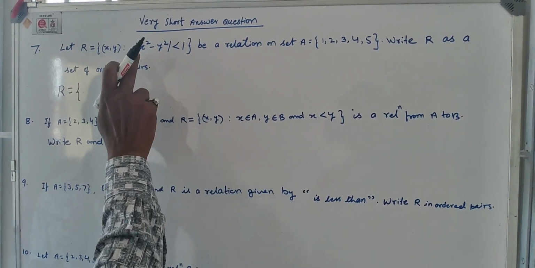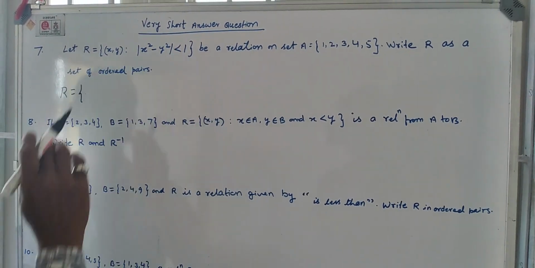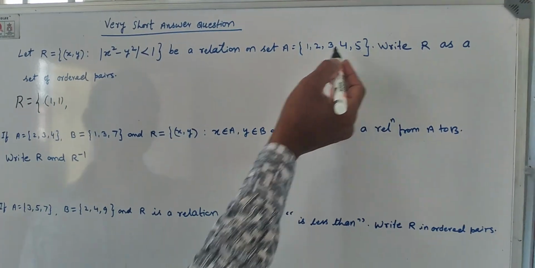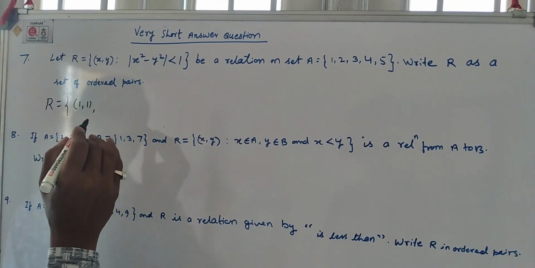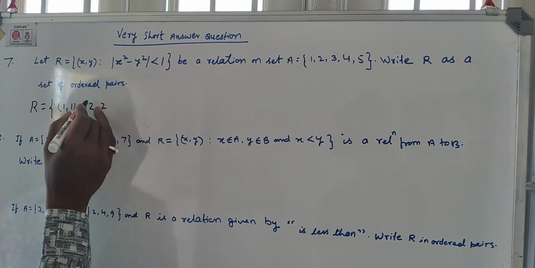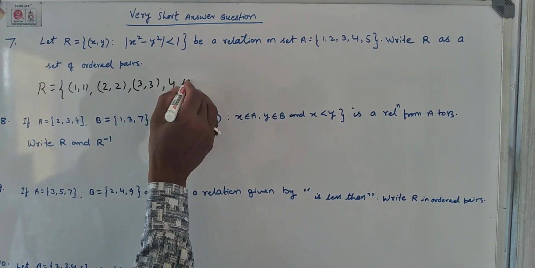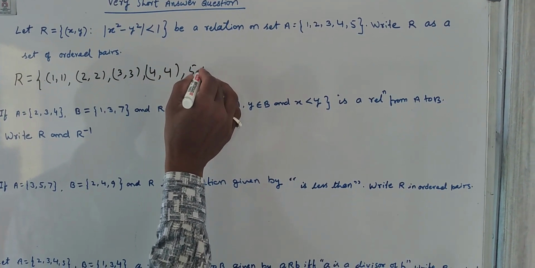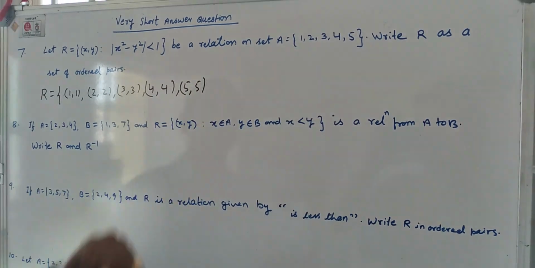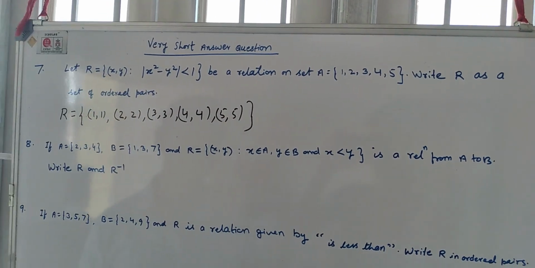So 1 is related to 1, if you put x equal to 1, y equal to 1: 1 minus 1 is 0, and 0 is less than 1. Similarly, every element of set A is related to itself because the value will be 0, which is less than 1. So 2 is related to 2, 3 to 3, 4 to 4, and 5 to 5. I think there is no other element related to any other element. So this is an identity and reflexive relation also.